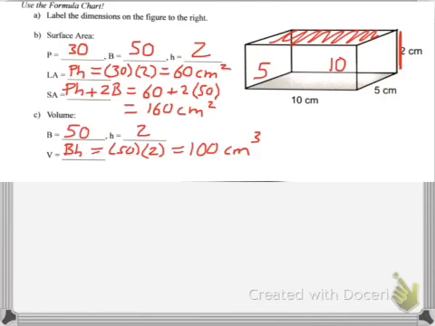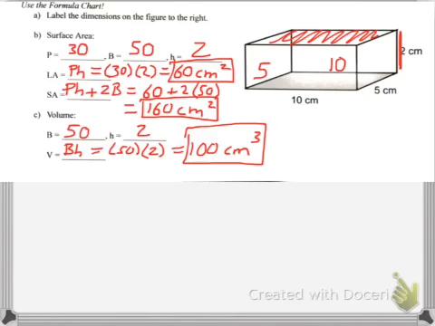So here are my answers once again. 100 centimeters cubed for the volume. We said it was 160 centimeters squared for the surface area, and 60 centimeters squared for the lateral area.